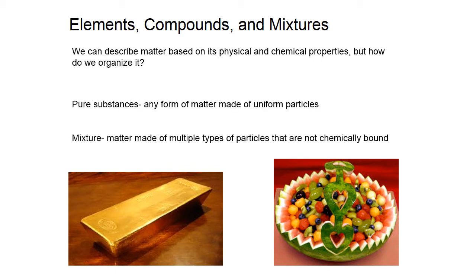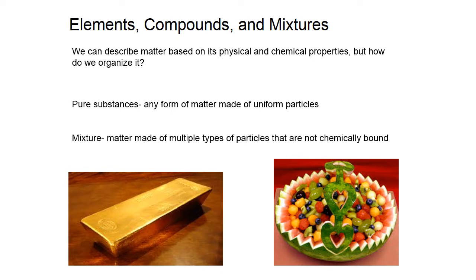There are countless types of matter in the universe. So, now that we can describe them based on their physical and chemical properties, we have to work on organizing them. There are a lot of different levels and classifications of matter, but the broadest categories are based on whether a sample of matter is made of uniform particles or not. This breaks any sample of matter down into one of two categories: pure substances or mixtures.